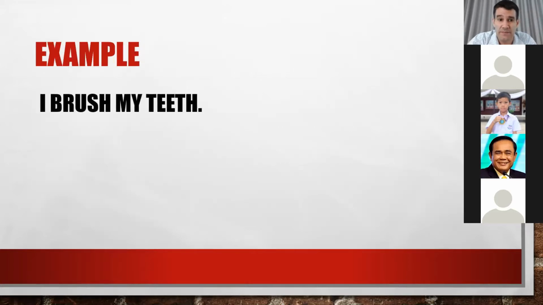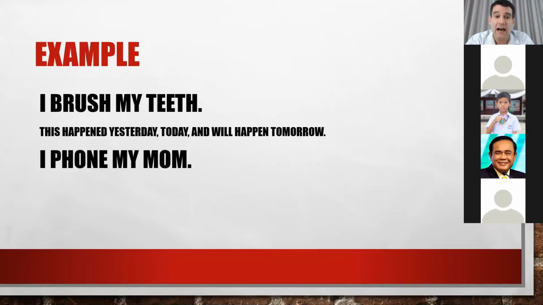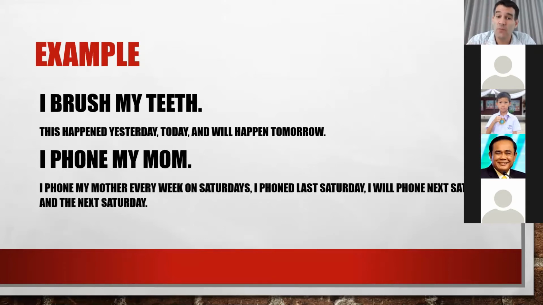So example, I brush my teeth. This happened yesterday, it happened today, it will happen tomorrow, and the next day, every day, I will brush my teeth. I phone my mom. My mother lives in Canada, and so I phone my mom every Saturday. Every Saturday I talk to my mom. So I say I phone my mom because last Saturday I called, this Saturday I will call, next Saturday I call.